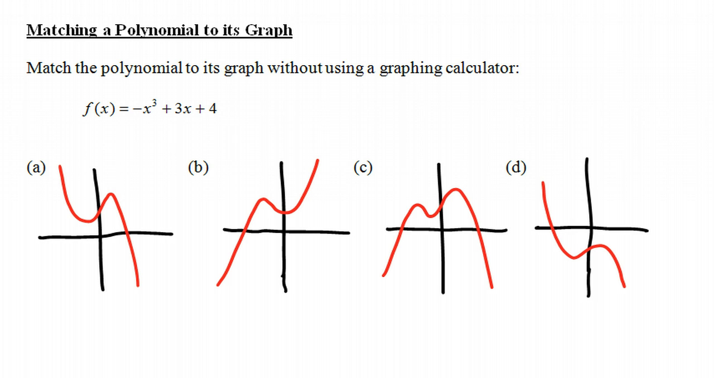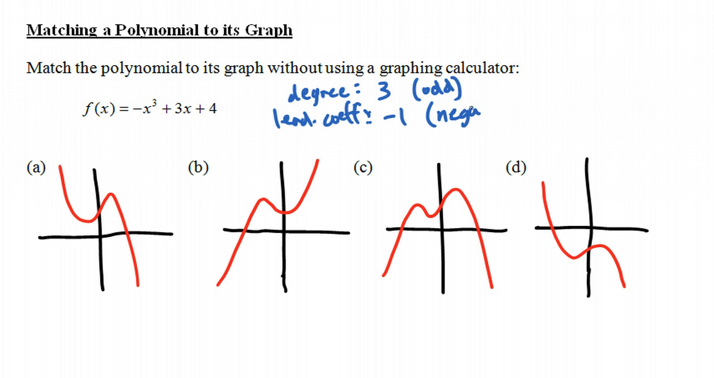Now we're going to use the leading term test first of all. So notice, first of all, the degree of this polynomial is what? Well, it's a third degree polynomial. The important thing about the number 3 is that it's odd. Also, what is the leading coefficient? Well, the leading coefficient is negative 1, and the key is that it's negative. So we have an odd degree polynomial with a negative leading coefficient.